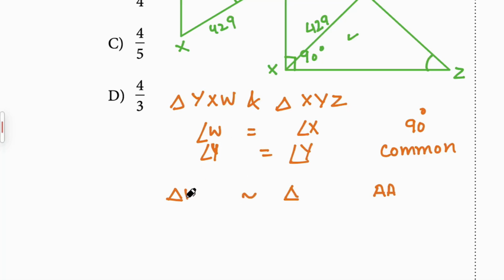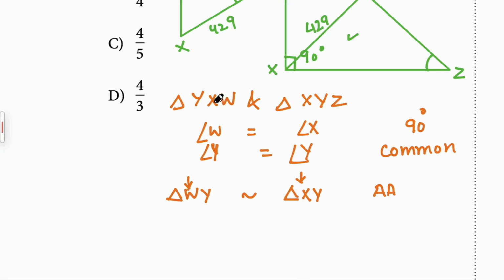So here W is 90°, here X is 90°. So they should be placed at the exact same position. For example, if it is at the first place, it will be at the first place too. Y is equal to Y, and in both triangles it's at the second place, because placing is very important, how you are writing the similarity. It can make the question or it can break the question.